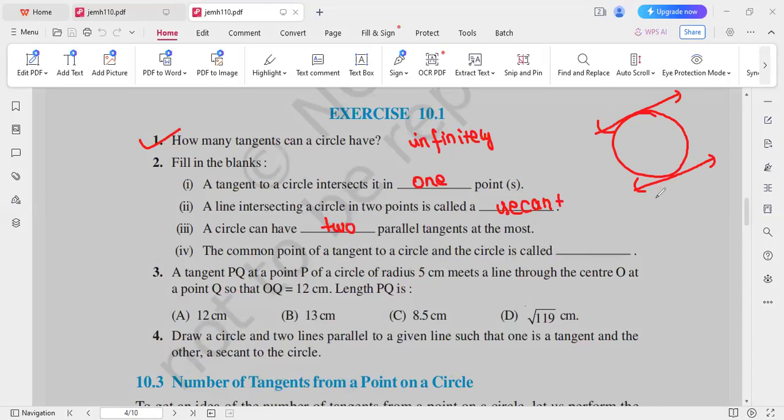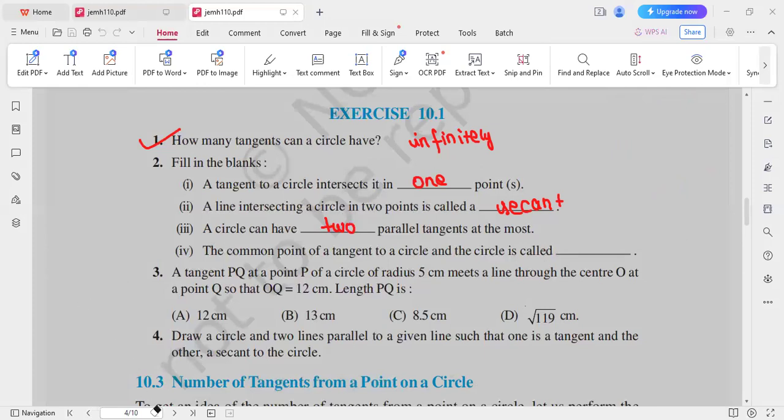2. Can we have more than 2 parallel tangents? Is there another line that you can draw which will also be parallel to this one? Of course not. So there cannot be more than 2. Therefore, a circle can have 2 parallel tangents at the most. Understood this? Yes. So all the fill in the blanks should be very clear, Manya.